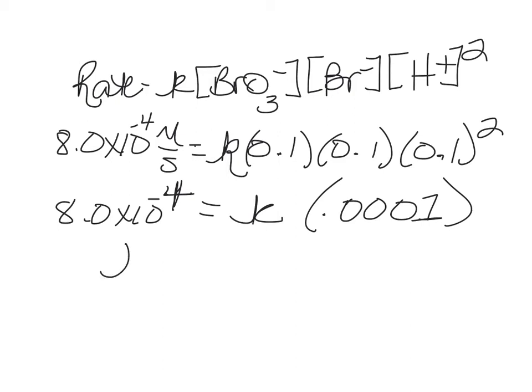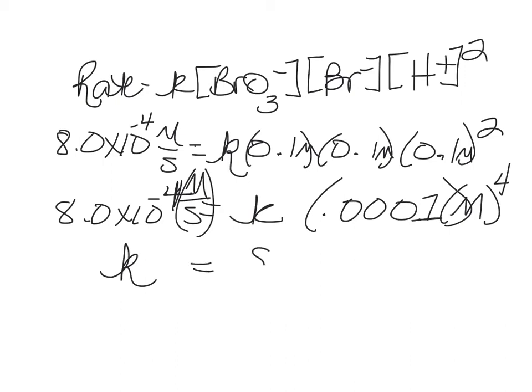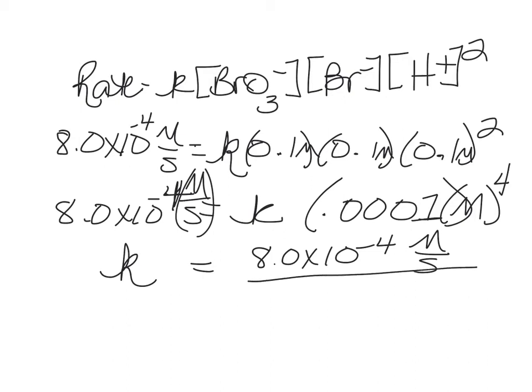Let's see, or K, I want to keep units in here. There's a reason I want to keep them in here. So when you multiply numbers, you also multiply units, and all these concentrations are molarity. So we have molarity to the 4th for the units on the right side now. All right, so rearranging, K would be 8 times 10 to the minus 4 molarity per second. That's always the units for rate, divided by 0.0001 molarity to the 4th.